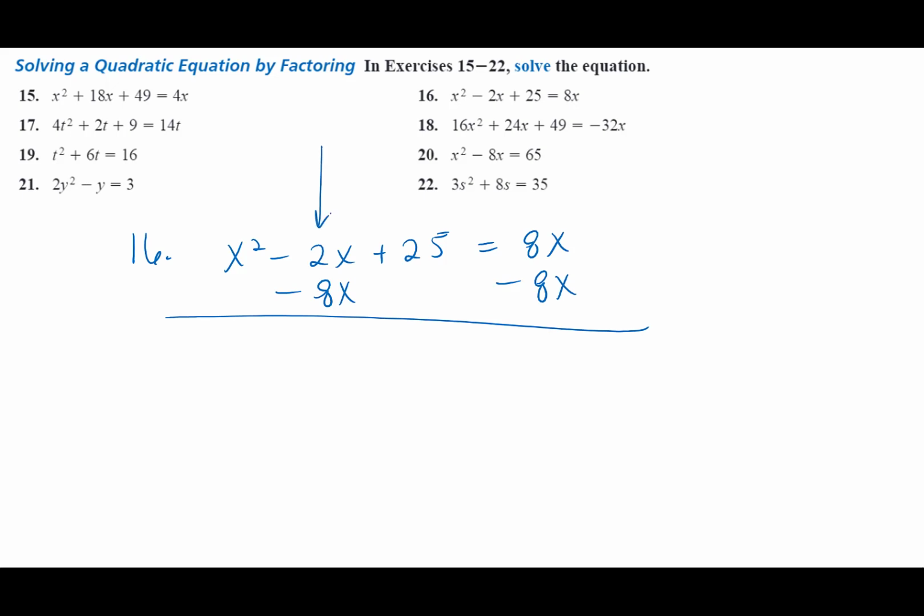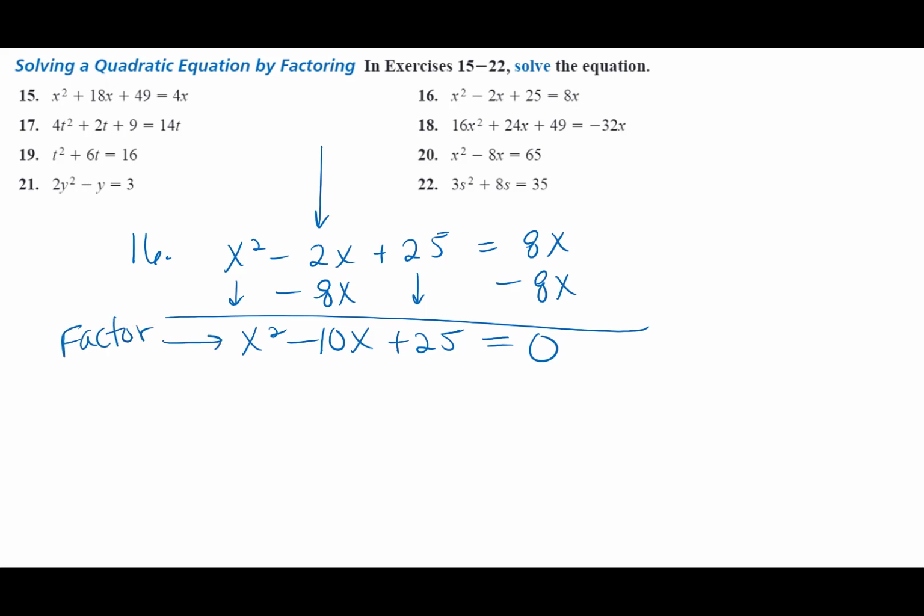I had the negative 2x and the negative 8x, which is negative 10x. Then just bring down the positive 25, bring down the x squared, and then 8x minus 8x over here on the right side equals 0. That was the extra step that all of these problems on this page you'll have to do. Now we are ready to factor.